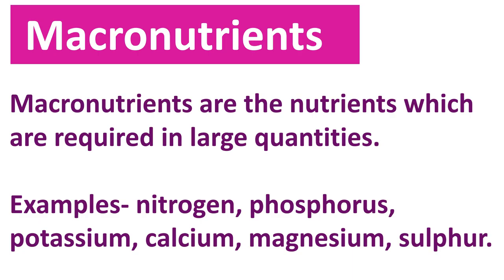And what are the examples of macronutrients? Examples are nitrogen, phosphorus, potassium, calcium, magnesium and sulfur. Means there are total 6 macronutrients which are required by the plants.